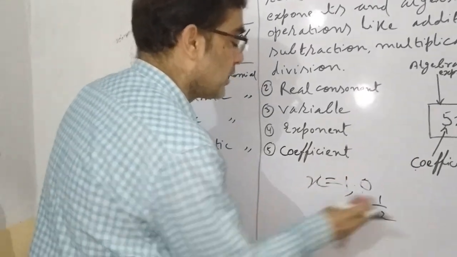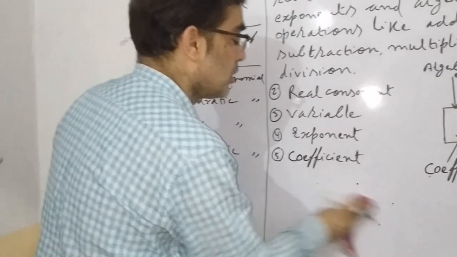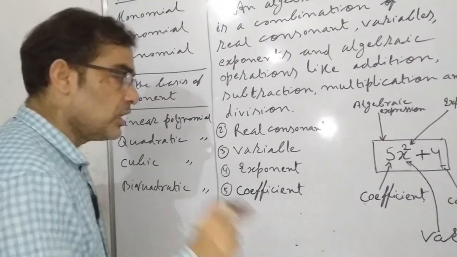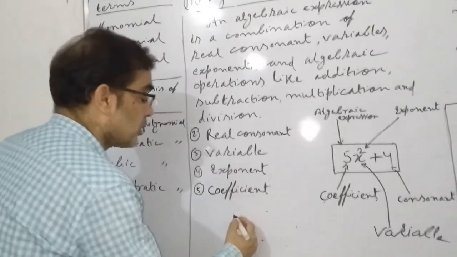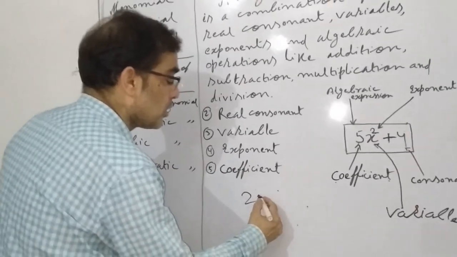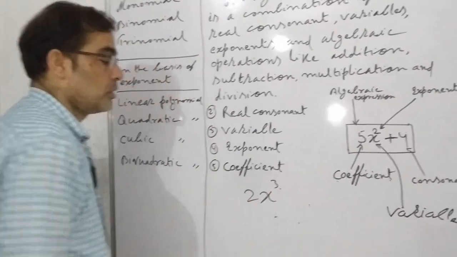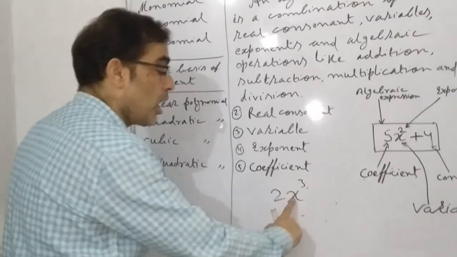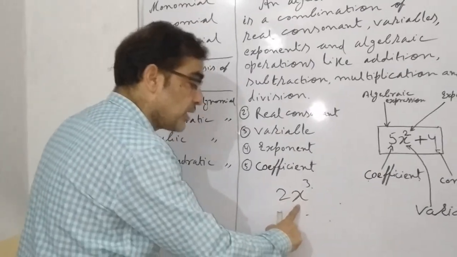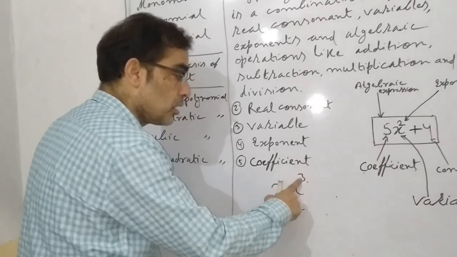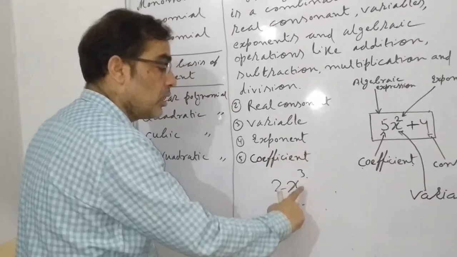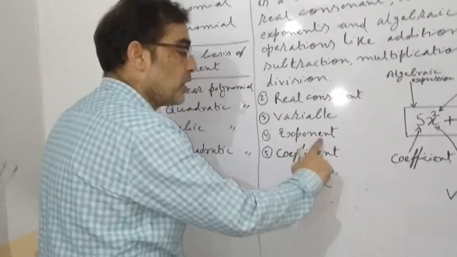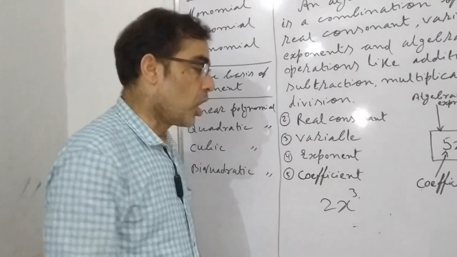X is variable. And now you will know about exponent. What is exponent? Exponent is a very easy point. Suppose there is x to the power 3. You know x is variable, and the power of this variable, 3, is the exponent. Here 3 is the exponent of variable x. Exponent is also called degree or power.